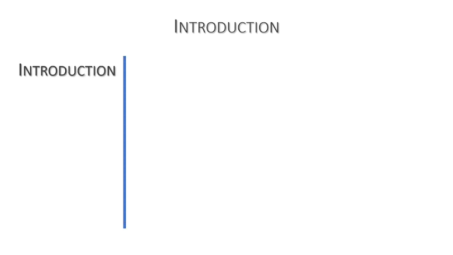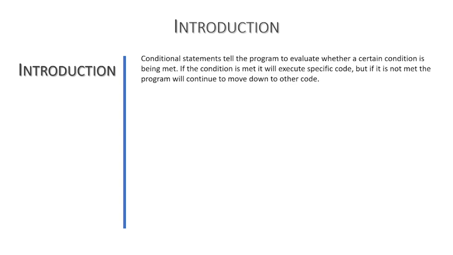So if we go for the introduction, conditional statements tell the program to evaluate whether a certain condition has been met. If the condition is met, it will execute specific code, but if it is not met, the program will continue to move down to other code. That means it gives freedom to the programmer that if the condition is met, then the desired statement can be executed. Otherwise, the second option can be navigated and the program can conclude its final output in any way.